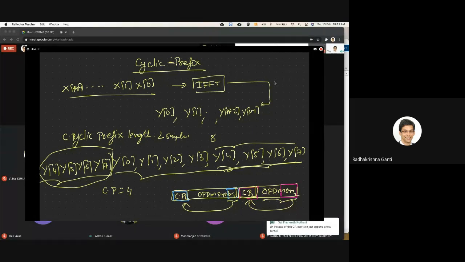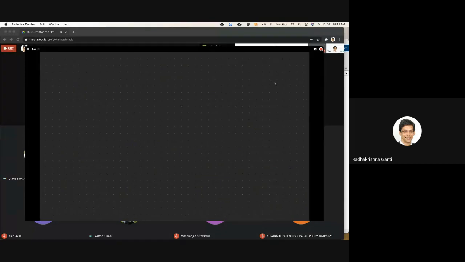Sai Pranay is asking, why can't we append a few zeros? First of all, why did I append this one? Let's first deal with this. I think redundancy improves reliability also. It improves reliability, sir, but the main reason I'll explain now.